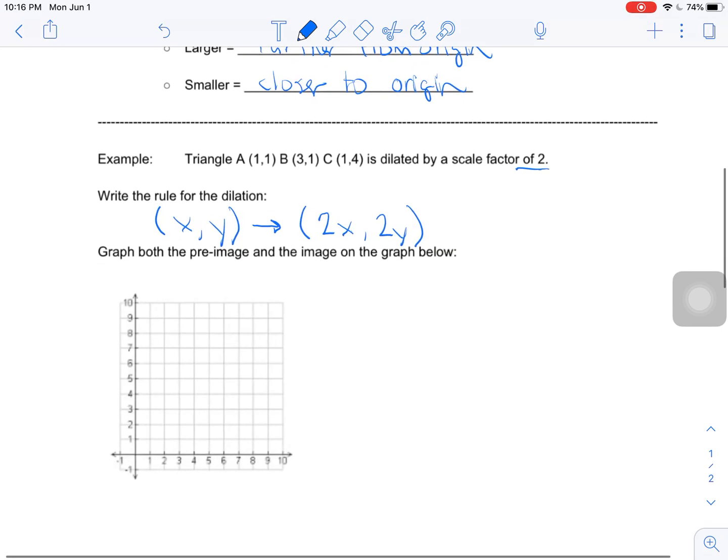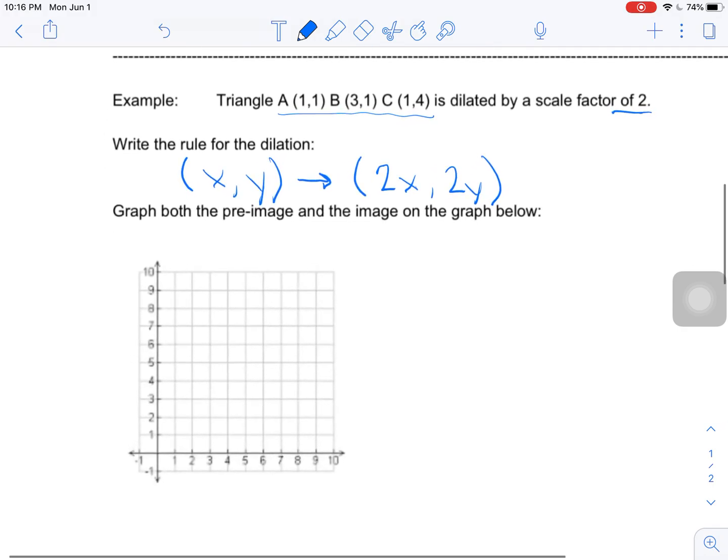The second thing we're being asked to do is to graph both of these on the graph. So we're going to start by putting the original triangle, ABC. I'm going to zoom in a little bit to give us more room to work. A is at 1, 1, so that's right there. B is at 3, 1, so that's right there. So there's one side of our triangle. And C is at 1, 4, so there's C. So that is our original triangle.